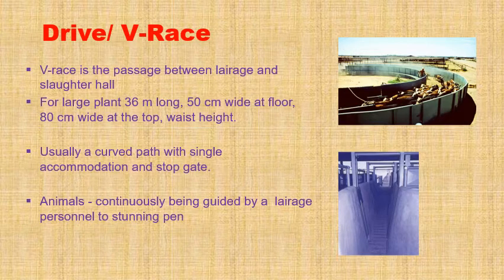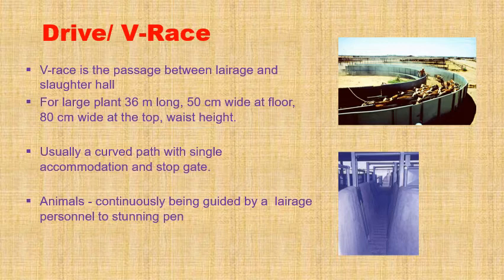Drive or V-race. V-race is the passage between lairage and slaughter hall. That is for the animals to go from lairage to the slaughter hall. For a large plant, it could be up to 36 meters long, 50 centimeters wide at the floor and 80 centimeters wide at the top, and the height will be about waist height. So here the width at the bottom is less and the width at the top is more. That's why it looks like a V. So it is called V-race.